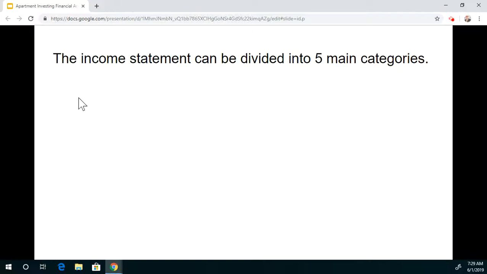Vacancy loss represents the amount of income lost due to unleased or unrented units. You have discounts and concessions as well, and then you have people who don't pay. Those all fall under the vacancy loss category. Other income includes late fees, application fees, a laundry room, storage, vending machines, paid parking, and so forth.